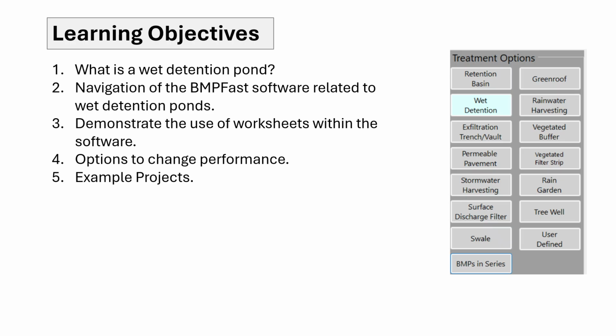To help us analyze these factors efficiently without extensive hand calculations, we will be utilizing the BMPFast software. We'll start by defining what a wet detention pond is, then move into navigating the BMPFast software, specifically demonstrating how to use its worksheets in relation to these ponds. We will also investigate different options you have to change and enhance a pond's performance, applying these concepts through practical example projects to solidify your understanding.